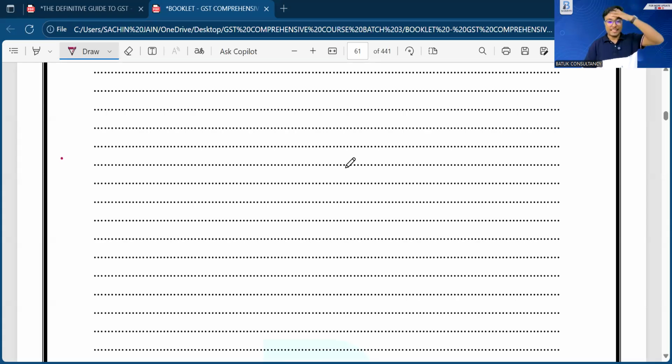So, last session we have done the blocked credit under GST section 17, subsection 5, plant or machinery. We have done the concept of input service distributor, sections 20 and 21, and we have done the relevant memory techniques as well.